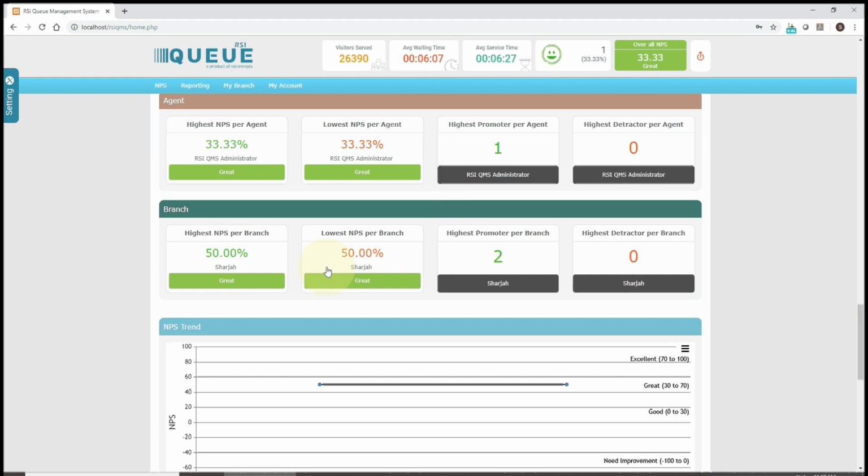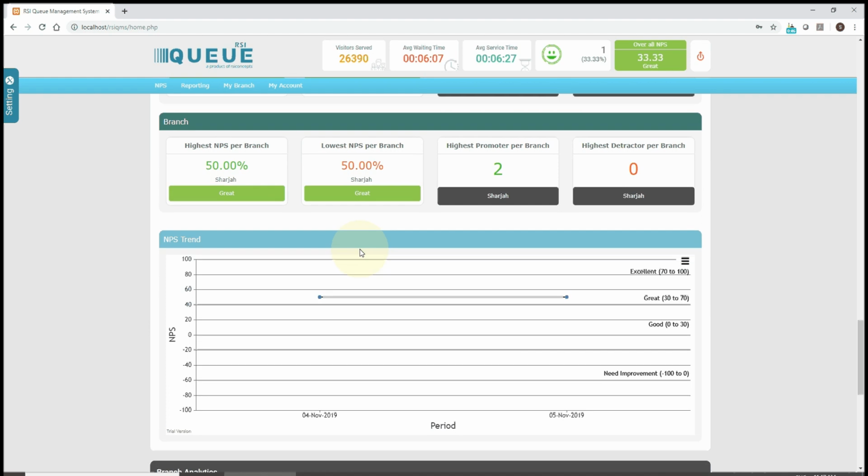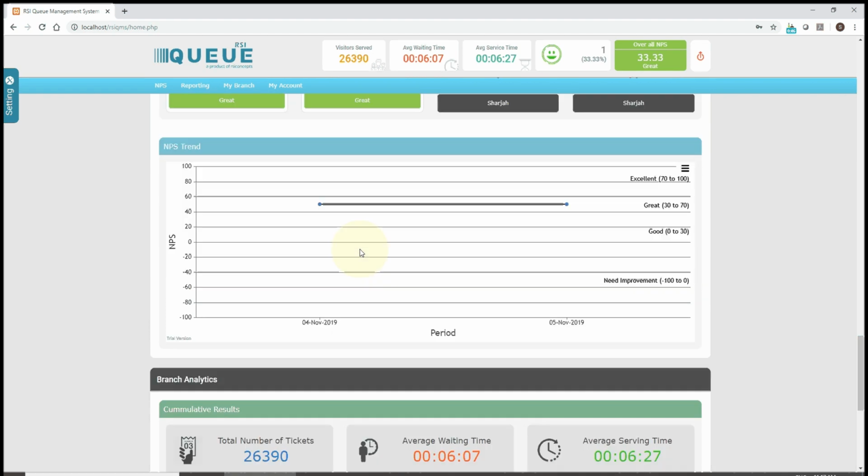Over here, of course, it will just highlight your branch itself. In the centralized administration suite in the head office, it will show across all the branches which is the best agent, which is the best service, and which is the best branch. The next graph shows us the NPS trend. What was the NPS trend over a period of time?